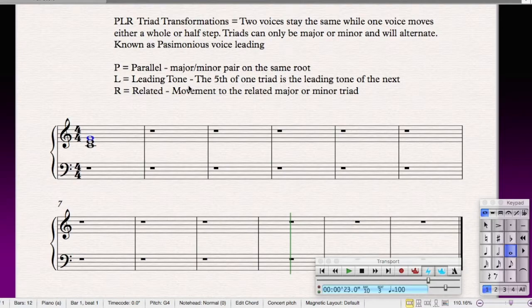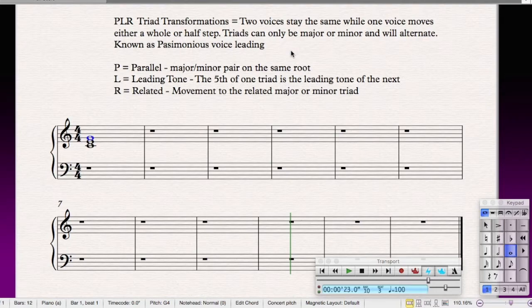Hi, I'm going to make a progression using parsimonious voice leading, also known as PLR Triad Transformations. Parsimonious means frugal or minimal. So we look at the definition up here. A PLR Triad transformation is when two voices of the triad are going to stay the same and one voice is going to move by either a whole step or a half step.